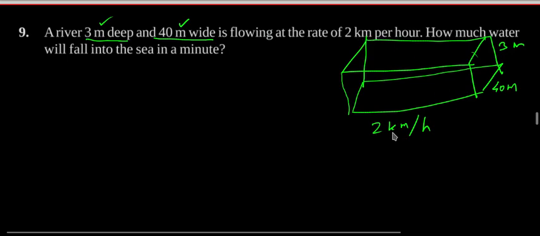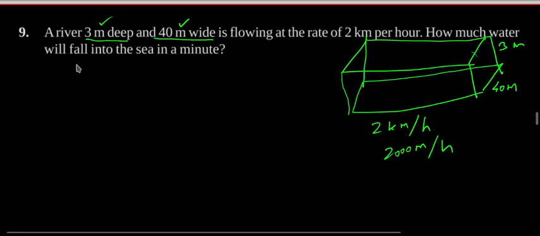For 1 kilometer equal to 1000 meter, no? So if we convert into meter, we have to multiply by 1000. So 2000 meters per hour. This is the length of the water. 2000 meters it is moving in 1 hour. The water is moving 2000 meters in 1 hour. This is the length of the river.